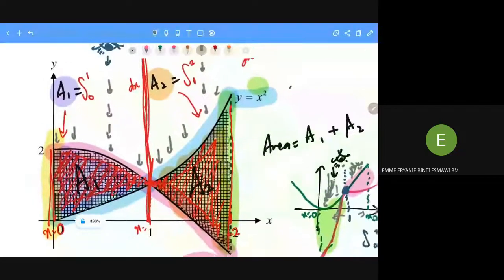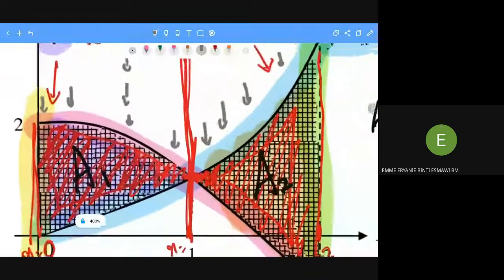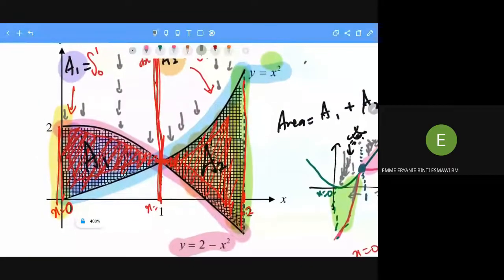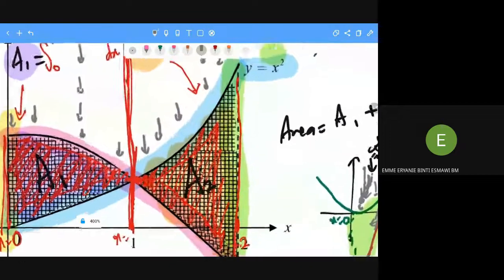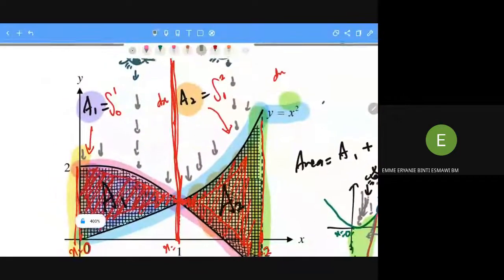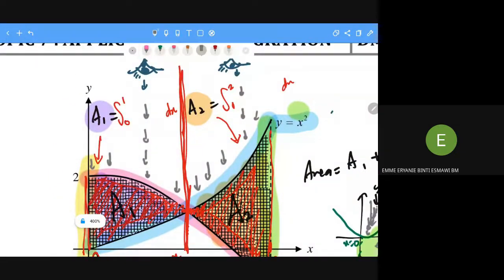Okay. Which function? So yang pink tu adalah yang function y equal to 2 minus x squared. The blue function is the y equal to x squared function. Okay. So please answer according to what you have understood from what I have explained just now, if you were listening.